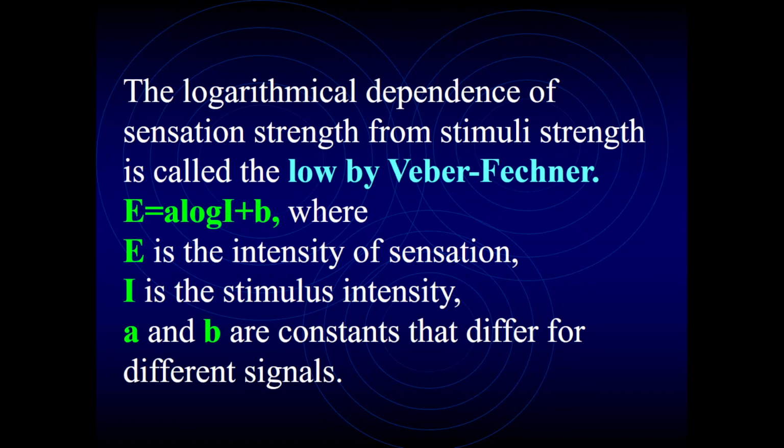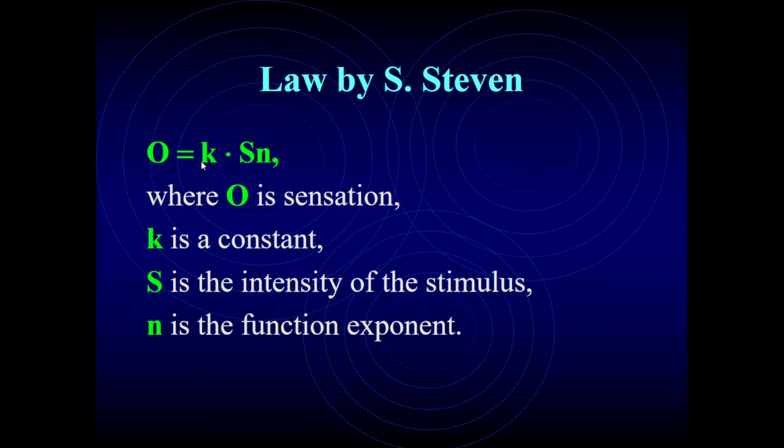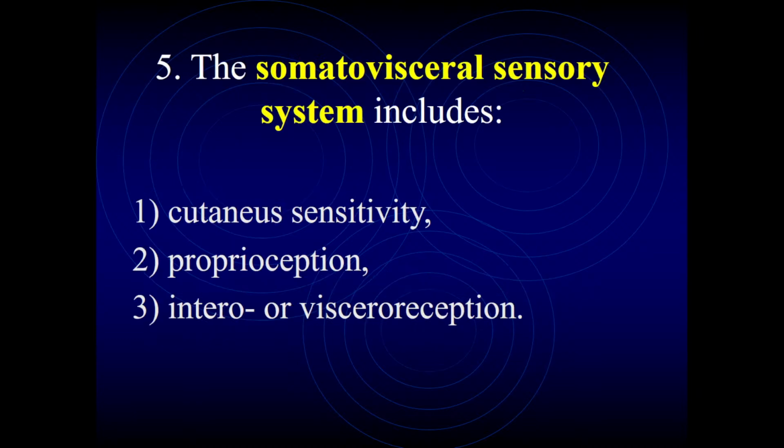For other ranges, Stevens established a power law relationship between the strength of the stimulus and the magnitude of the sensation. O equals K times S to the power n, where O is sensation, K is a constant, S is the intensity of the stimulus, and power n is the function exponent. That's all about the general physiology of the sensory systems.